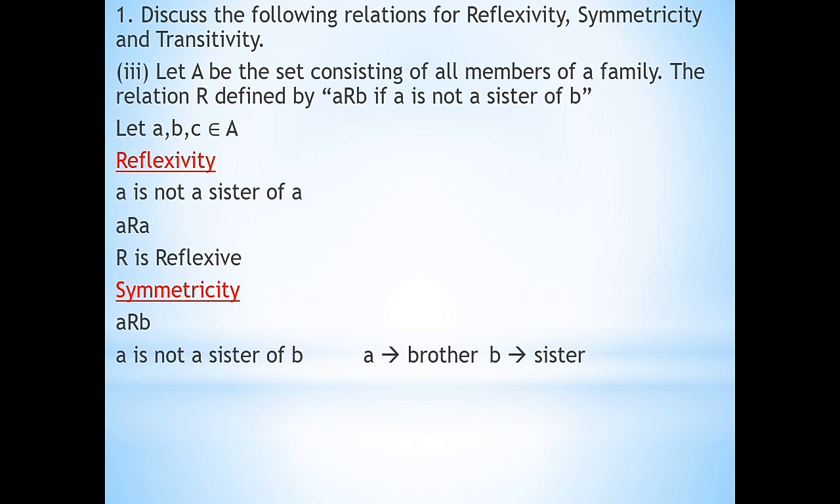Then we go for the reverse. How will we go for the reverse? B is a sister of A. B is a sister, A is a brother. So B is a sister of A. But here we have to prove that B is not a sister of A, which has failed. So symmetricity is wrong. B is not related to A, so R is not symmetric.